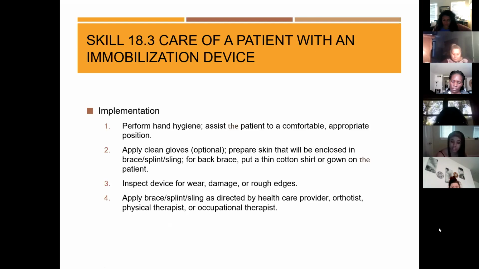If the edges are too rough, then maybe we can take some sheepskin or some moleskin or something and wrap it around the edges so that it'll be more comfortable for the patient. Always check with the provider and make sure it's okay to do that. But typically it is. We usually can do that. Make it a little more comfortable for the patient. But if that device is damaged, don't use it. Go get another one, right?